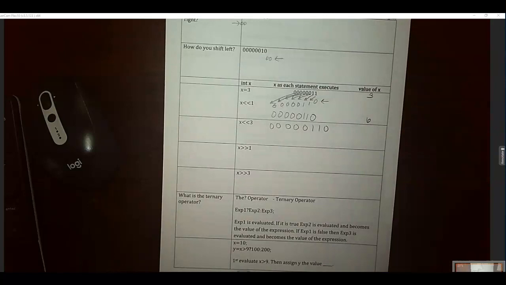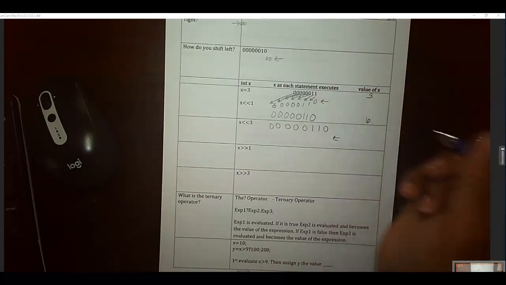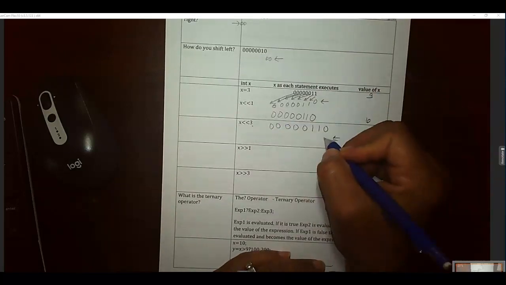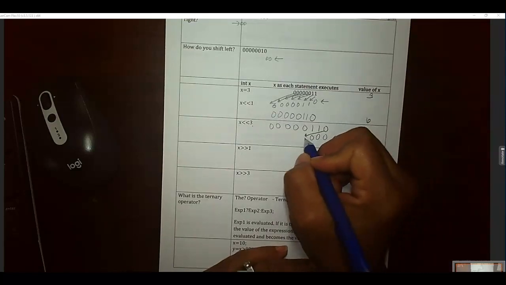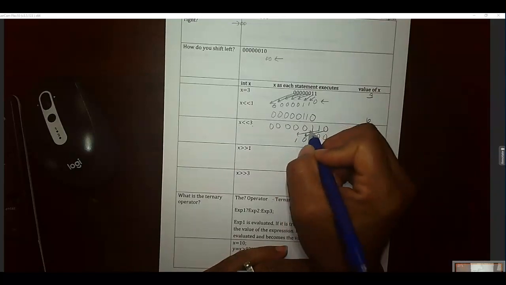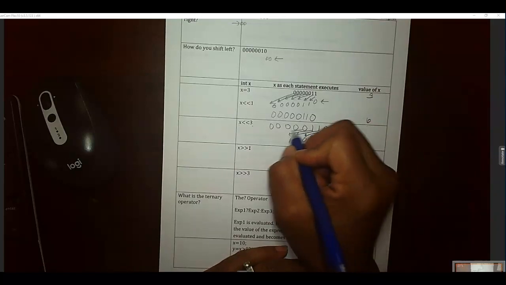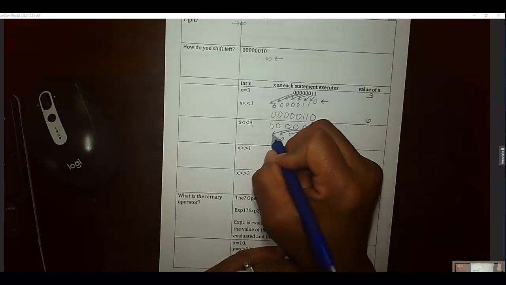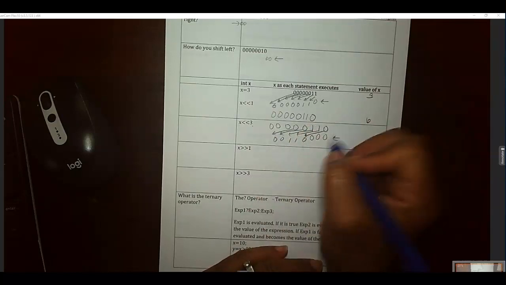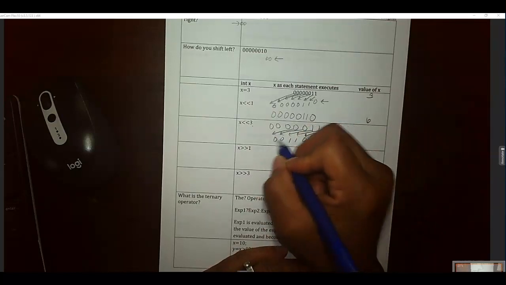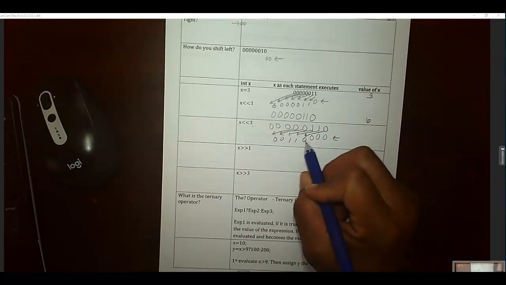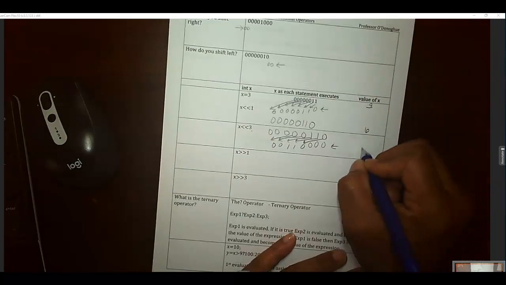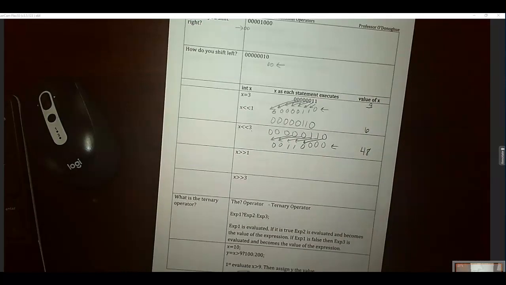All right, so we're shifting to the left by 3, so we need to add 3 zeros. And then we start shifting. So this is a 0 here, 1, 1, 0, 0. All right, so that's our new number. And this number is 48. That's the value of that number.